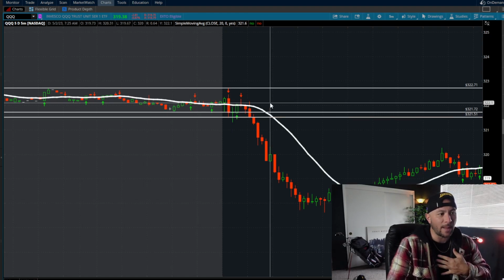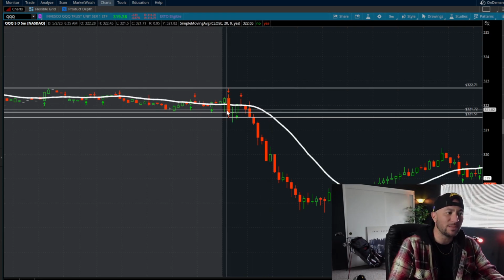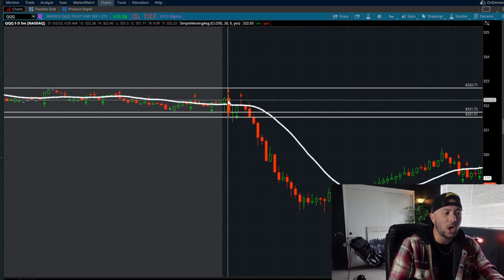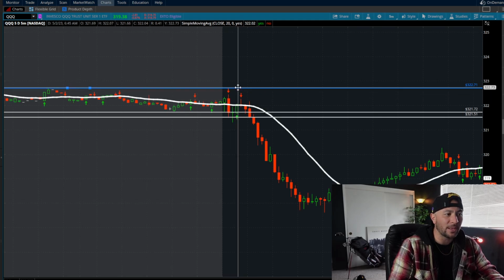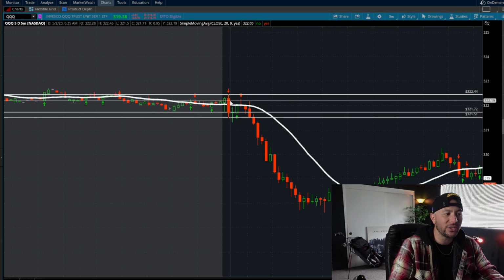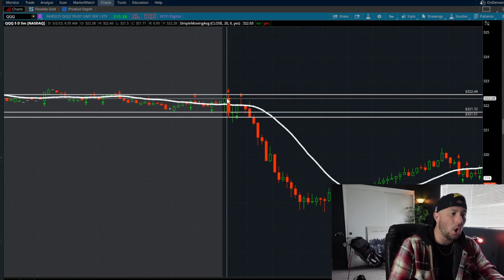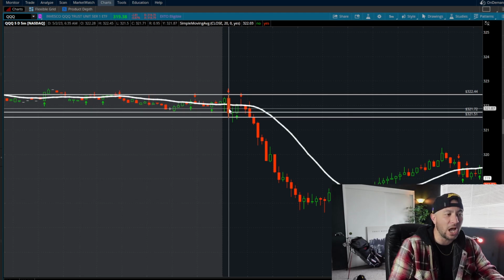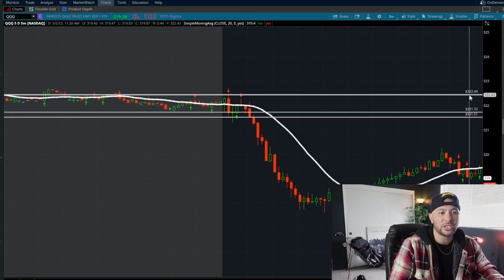Where is our stop loss? Our stop loss is going to be over our reason why candle's high. So our stop loss, and I'm just going to move this for the sake of the video, would have been over the candle that closes under the 20 SMA, okay? So our stop loss would have been 322.44.